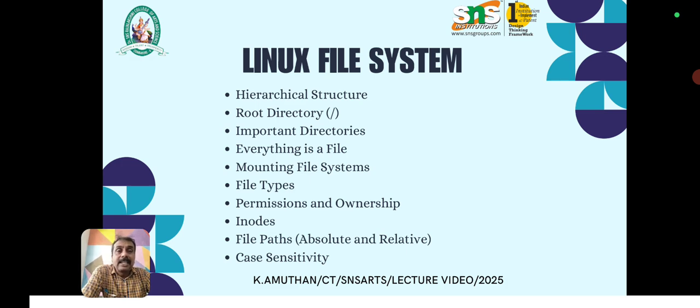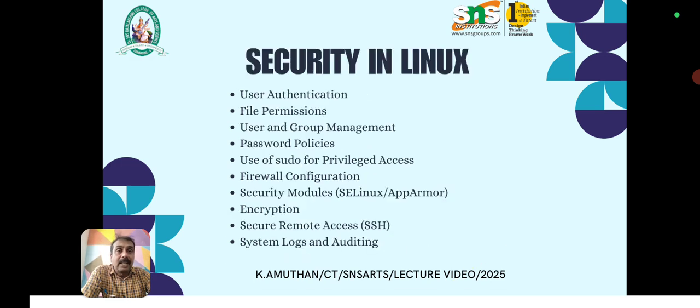What is the file system of Linux? It's a hierarchical file system with a root directory and important directories. Everything is a file, mounting the file system, file types. Because Linux gets lots of features from the Unix system, there are also permissions and ownership, inodes, file paths, and case sensitivity.